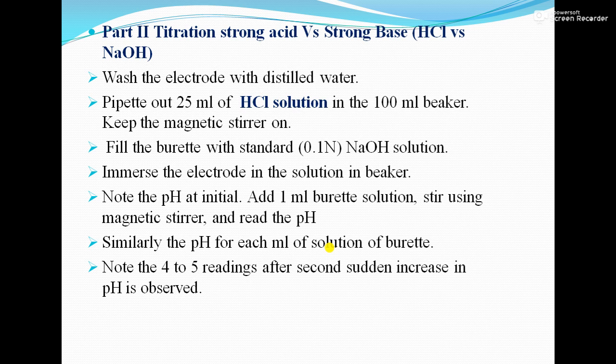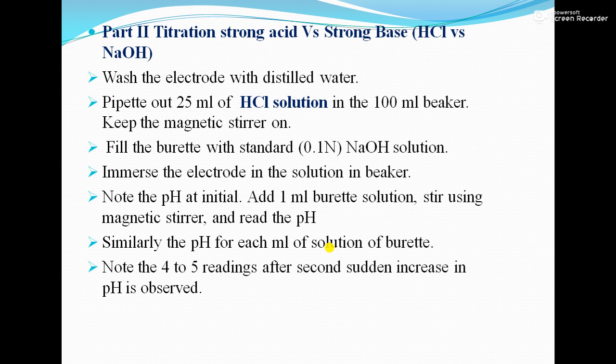So we know HCl is the acid and NaOH is the base. HCl is the acid, so the pH of the solution is below 7, and if NaOH is there in the beaker, then the pH will be above 7, that is up to 14. So what do we have to do?